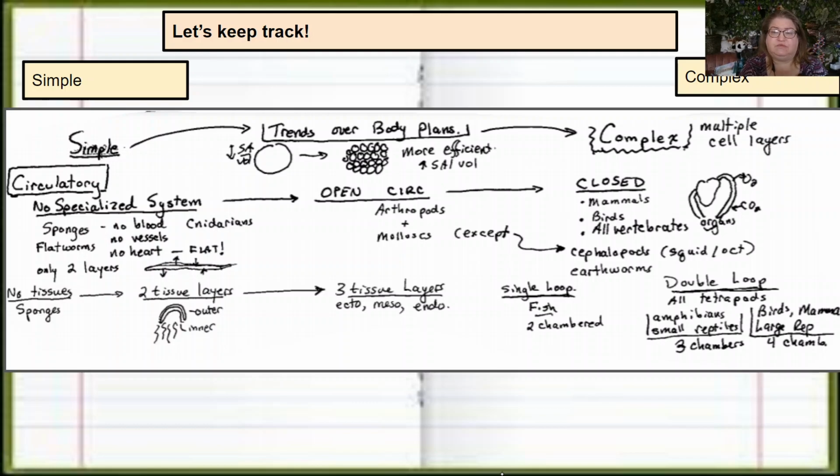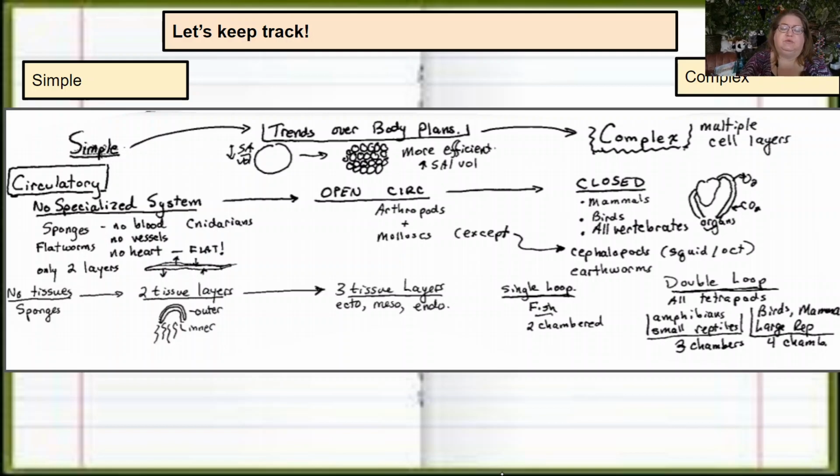Now, flatworms get a little bit more complicated, but because they are flat, it's pretty easy for oxygen to diffuse in and carbon dioxide to diffuse out. So you still don't need a circulatory system. There's only two layers. Same thing with cnidarians, only two layers. And so we aren't going to see a circulation system until we start getting into mollusks and arthropods. At that point, it's going to be an open circulation plan where the heart pumps blood, but the blood then bathes the organs and then gets pulled back into the vessels at the bottom.